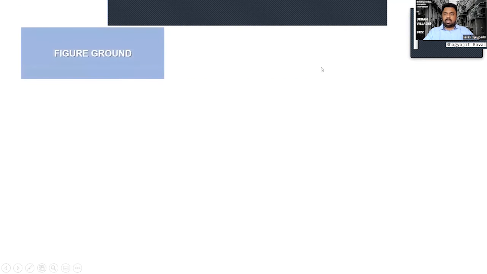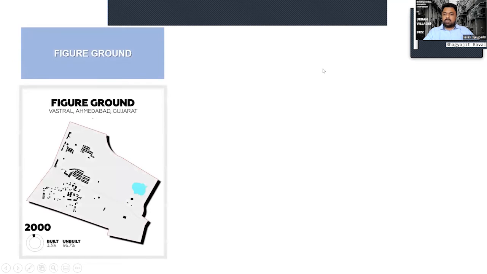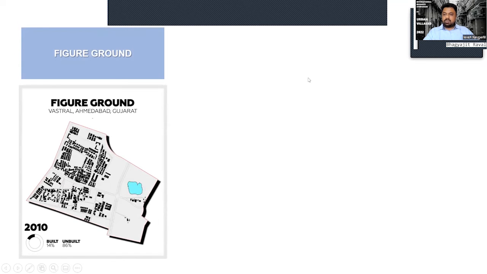Now, we can see the figure ground. This is the figure ground in the year 2000 for the identified area. You see the development in 2010. Now, built is 14%, converted to 6%. This is the change in 2020, built 22%, and open 78%.